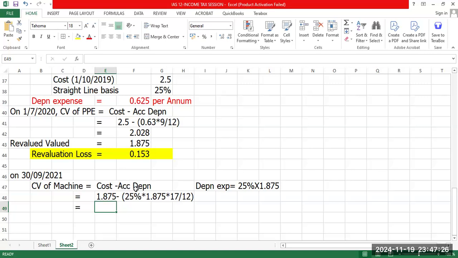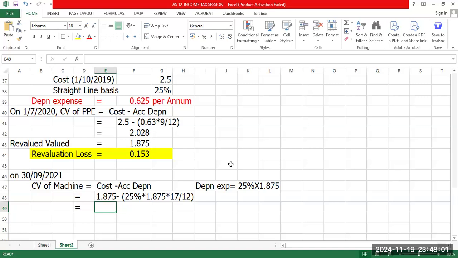Remember, you're looking for accumulated depreciation. So you get from 1st July up to 30th September 2021. How many months? Someone is saying 17 months, but I don't know whether it is correct. If it's 17 months, does it have to be over 12 now? Because then the months are more. Yes, it's more than a year.